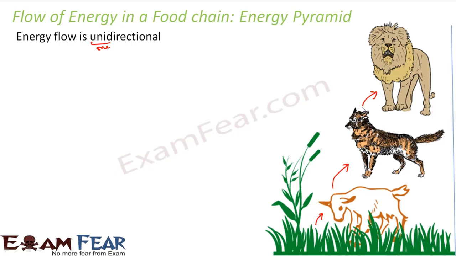No, because the plants cannot feed on the goats, right? Or the goats cannot feed on a jackal, or a jackal cannot eat up a lion. So the reverse thing is not at all possible, and that is why the flow of energy is also not possible in the reverse direction. So we say that the energy flow in a food chain is unidirectional. It will always flow from the lower trophic levels towards the higher trophic levels.